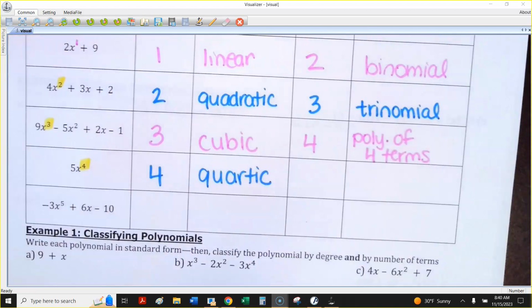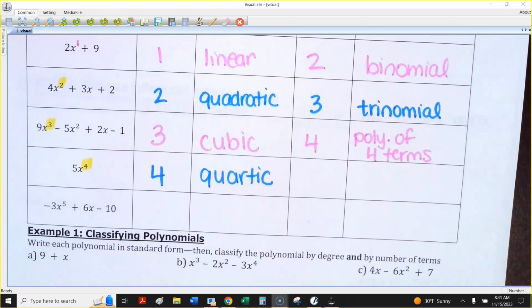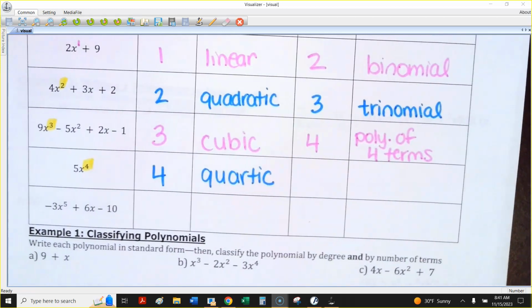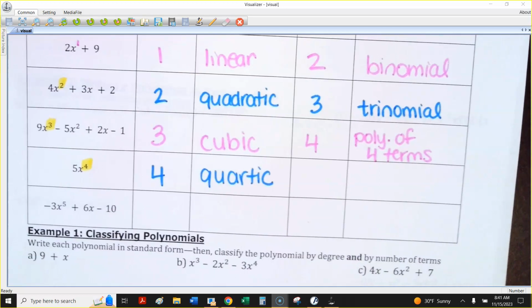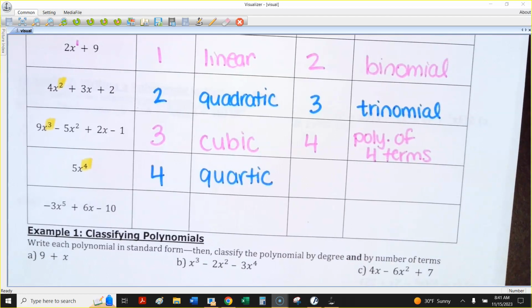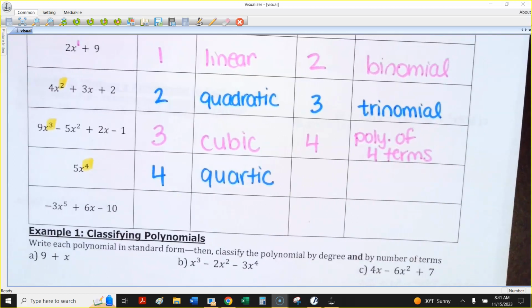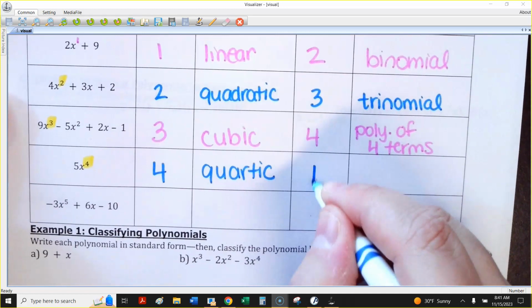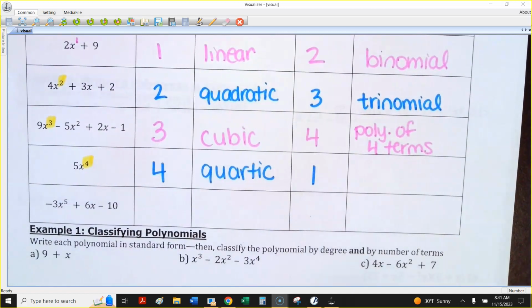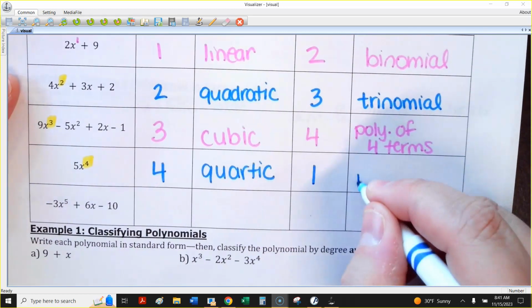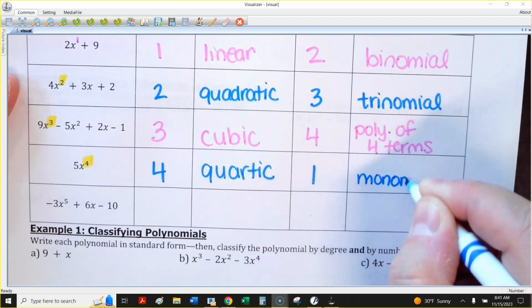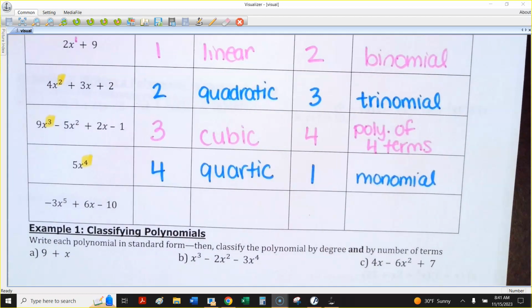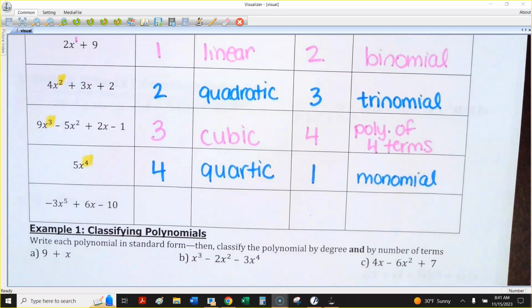And I remember that by thinking to myself that there are 4 quarters in a dollar. So since there's 4 quarters in a dollar, 4th degree is quartic, because it kind of sounds like quarter to me. And then I don't have any adding or subtracting there. We just have 5x to the 4th. So this is just 1 term. So if we're back to 1 term here, it would be a quartic monomial. Special name if we have terms 1, 2, or 3. Other than that, we can call it a polynomial.